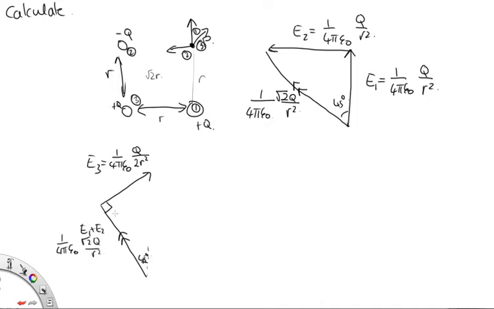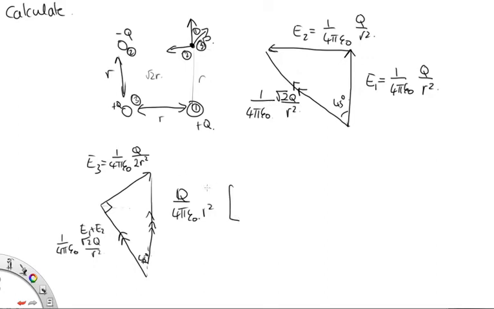Okay, and these are at right angles to each other, as this is 45 degrees with the horizontal. So we can use Pythagoras to get this resultant. So this is equal to 1 over 4 pi epsilon naught Q. We can pull R squared out as a common factor too.